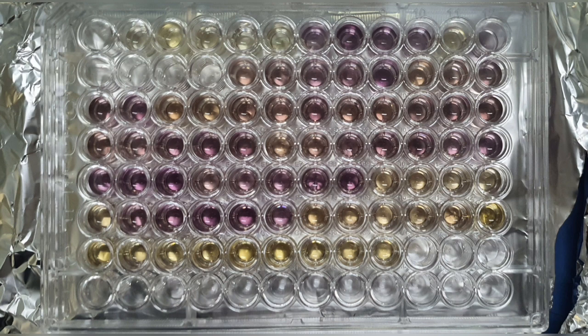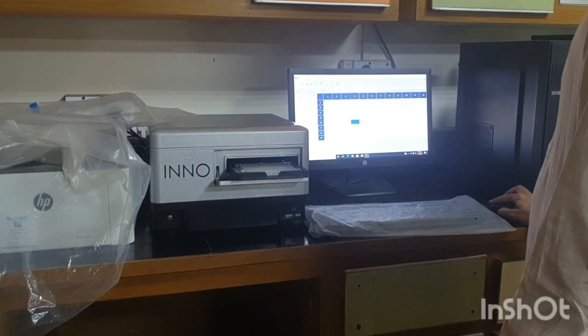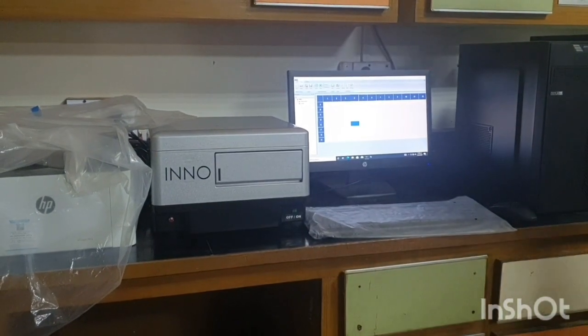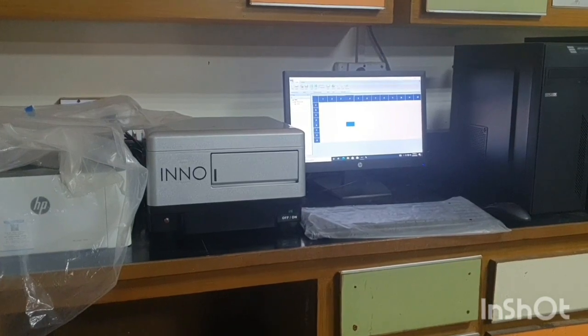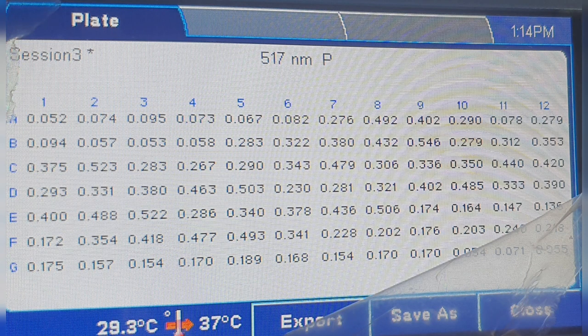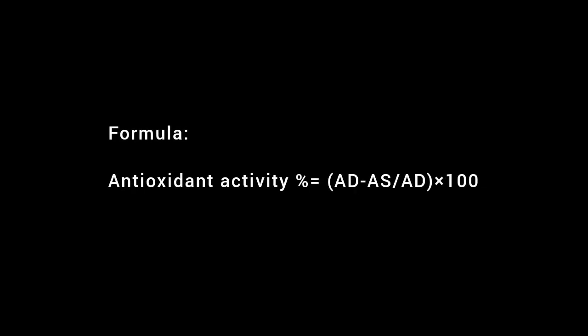Now, we will take OD of the microtiter plate at the same wavelength, 517 nanometer. These are the results. And now you can interpret these results by applying this formula. It is used to determine the percentage of antioxidant capacity of individual compound. AD here stands for the absorbance value of DPPH, the one that we have added as blank, and AS is the absorbance value of our compounds.